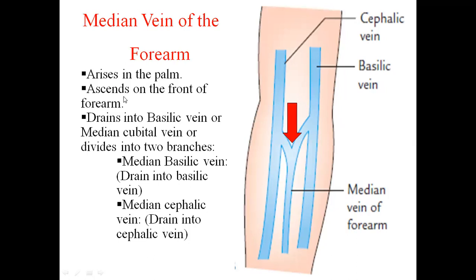So it arises in the palm, ascends in front of the forearm, drains into the basilic vein. See the direction. Or median cubital vein. Then you can see it is just dividing into two branches. Median basilic vein drains into basilic vein and median cephalic vein drains into cephalic vein. So lateral division is the cephalic vein. Medial division is draining in the basilic vein.